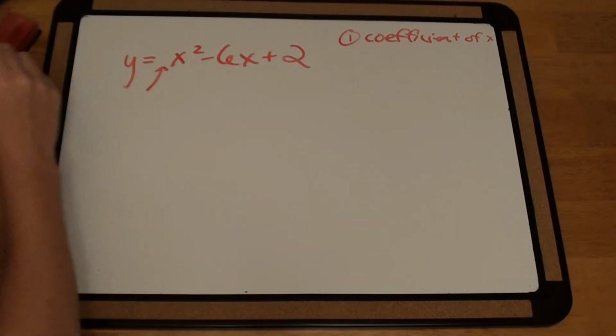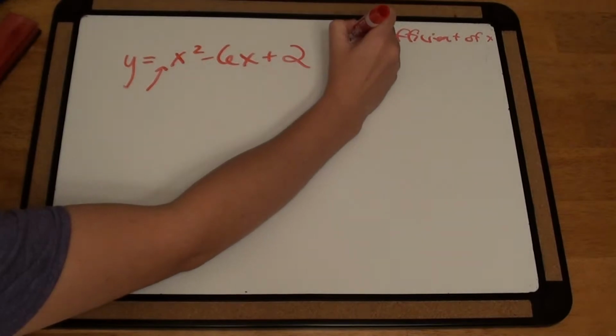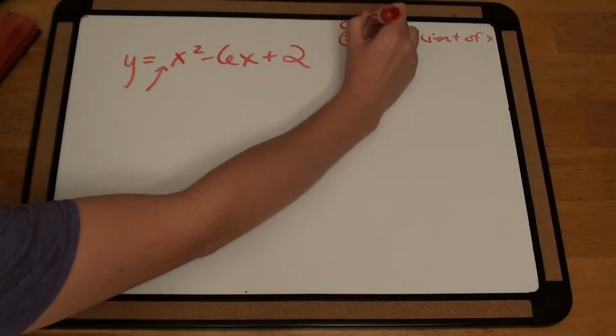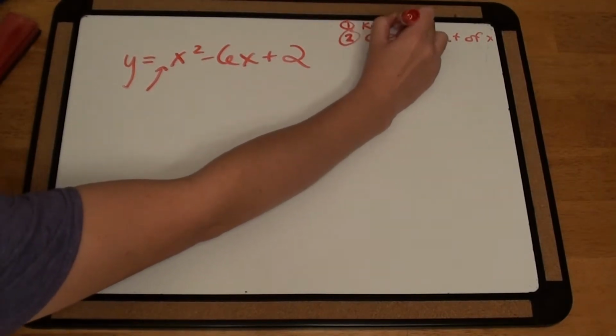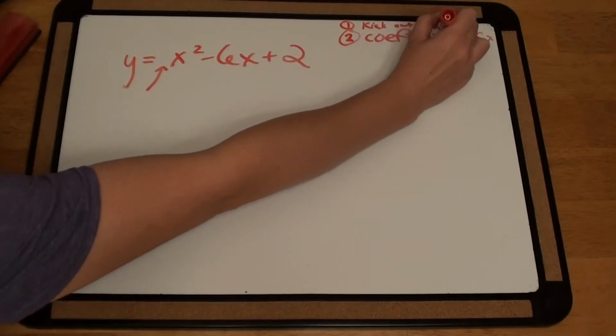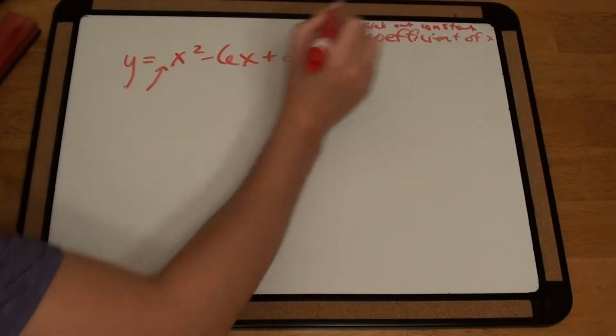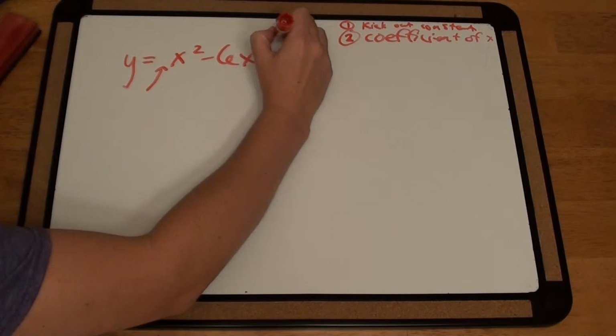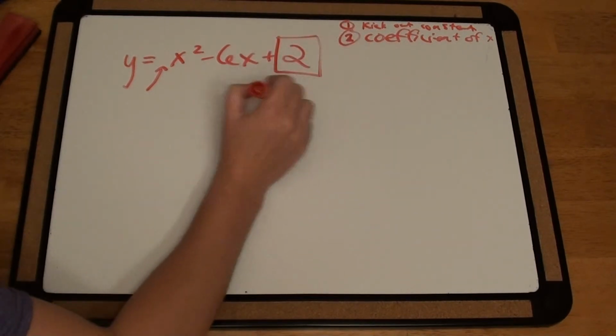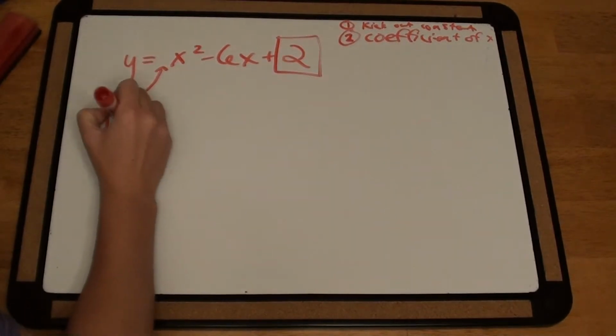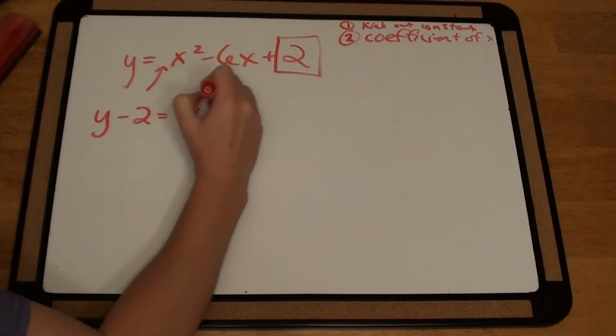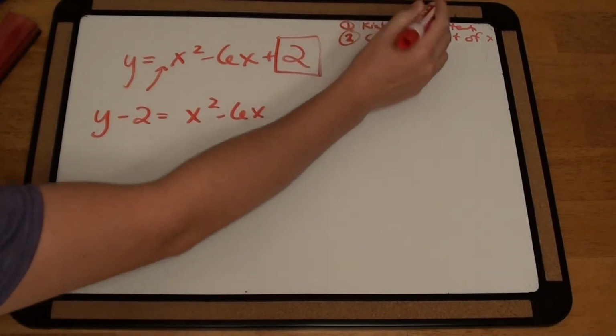Oh, I have this wrong. First, before we even start this, let's make this number 2. Number 1, I want to kick out the constant. And that might sound funny. Kicking out the constant, this is a constant on this side, and I want to kick it out. I want to move it to the other side. So I'm going to get y minus 2 equals x squared minus 6x. Kick out the constant first.